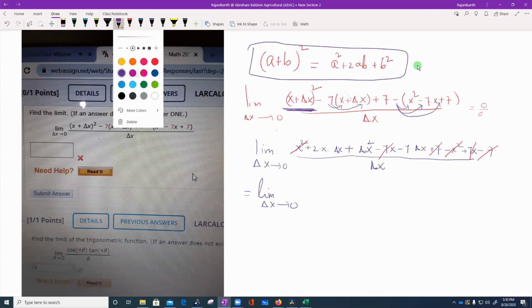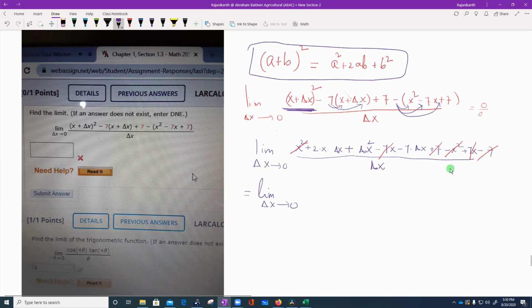Remember, this is multiplication time. 7 times delta x. So the leftover pieces are here 2x times delta x. Then here I have plus delta x squared. Again, here I have negative 7 times delta x. That's all, remaining all gone, right? This all over delta x.